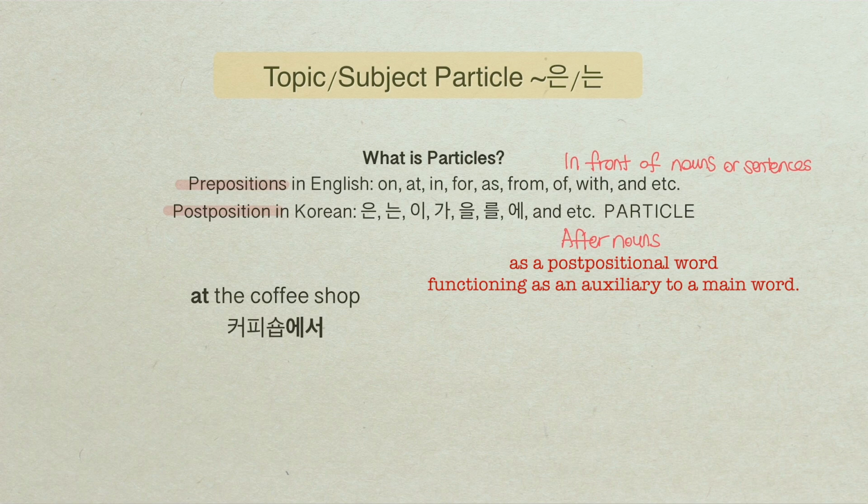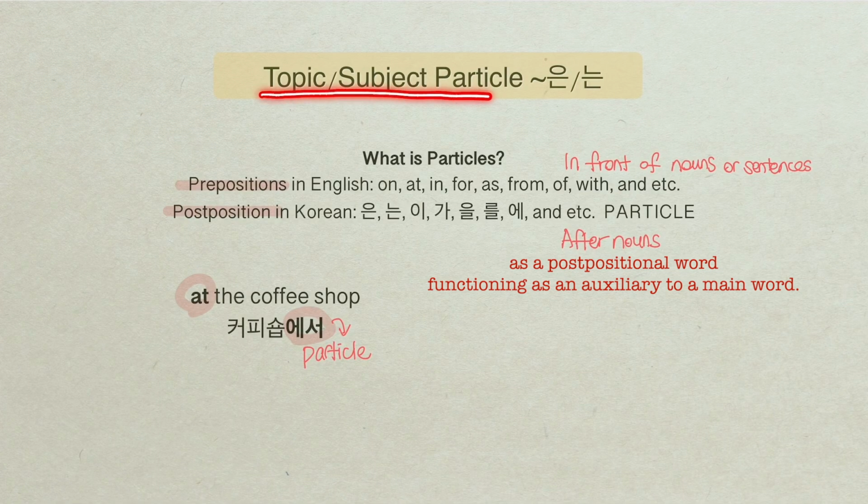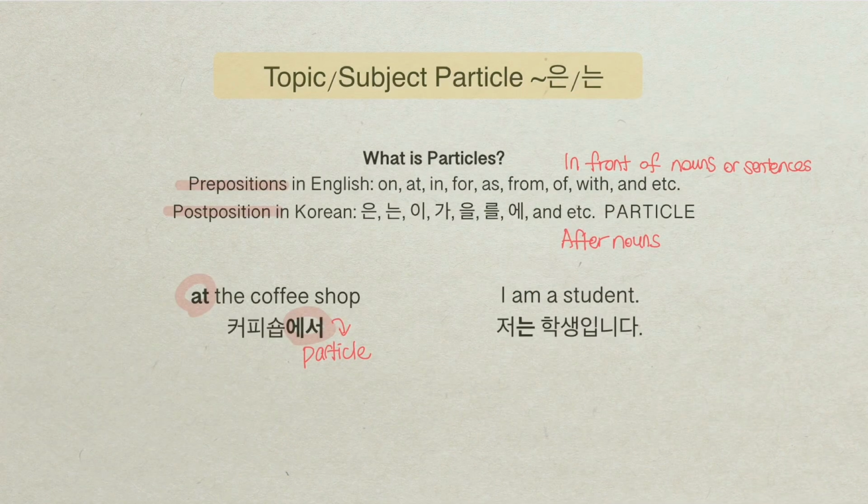Look at this example. At the coffee shop. 커피숍에서. 에서 is equivalent to at in English, and we call it a particle. Korean has many particles as you expect. Subject particle, object particle, location particles, time particles, and so many more. What we're gonna study now is the subject particles. 은 and 는.